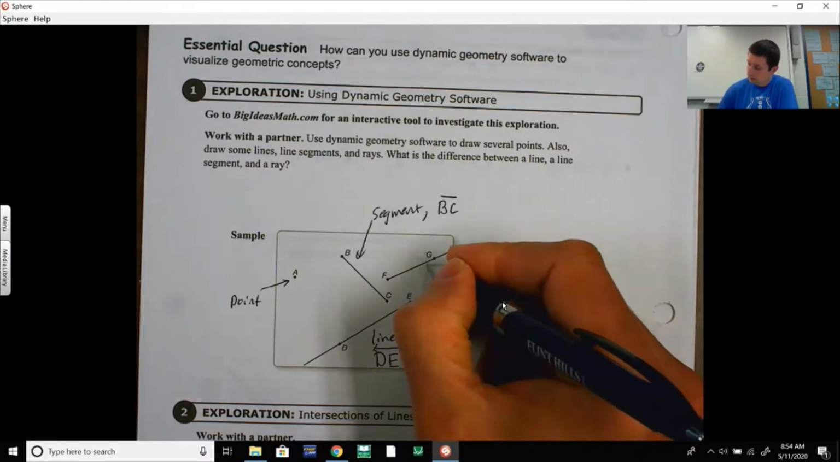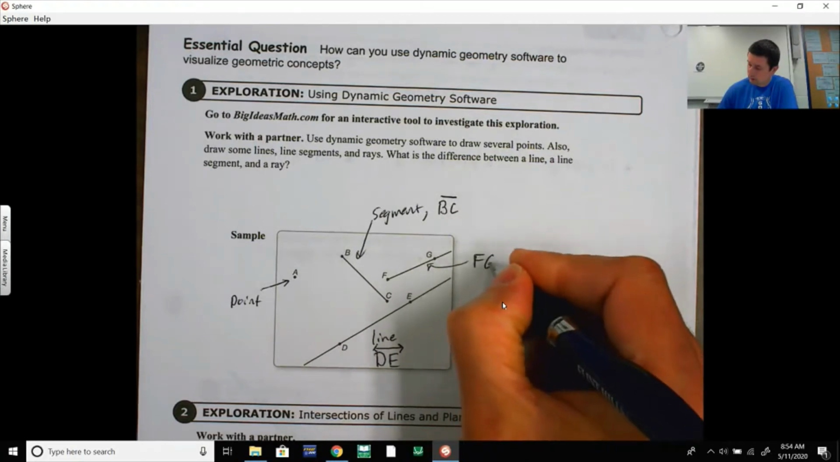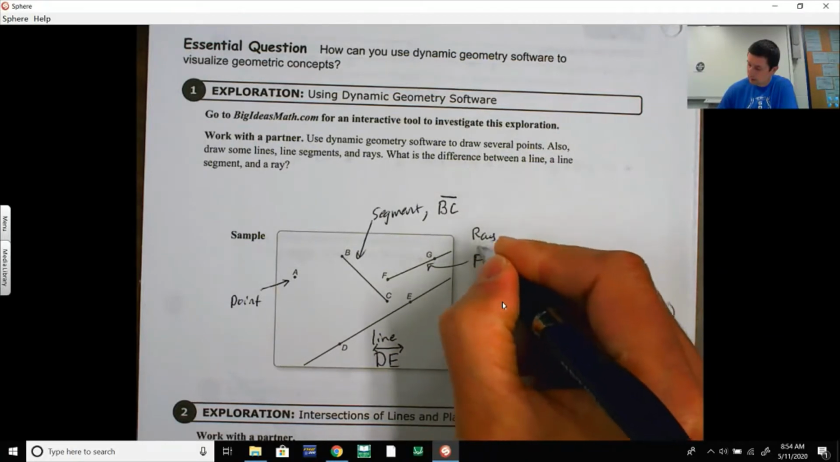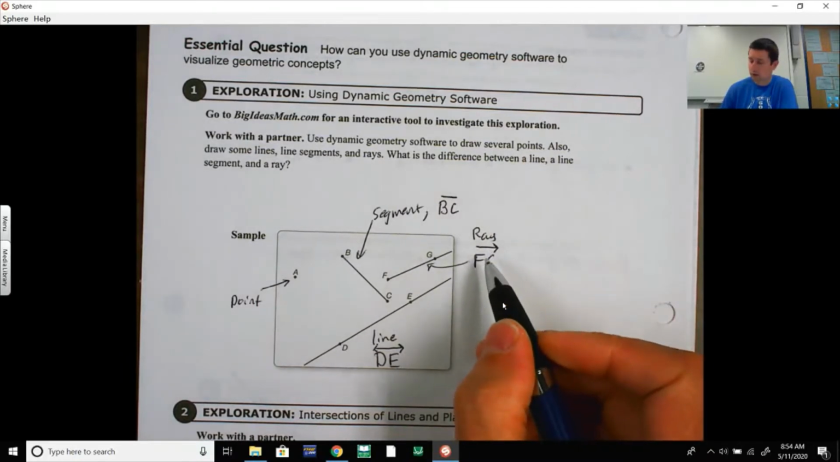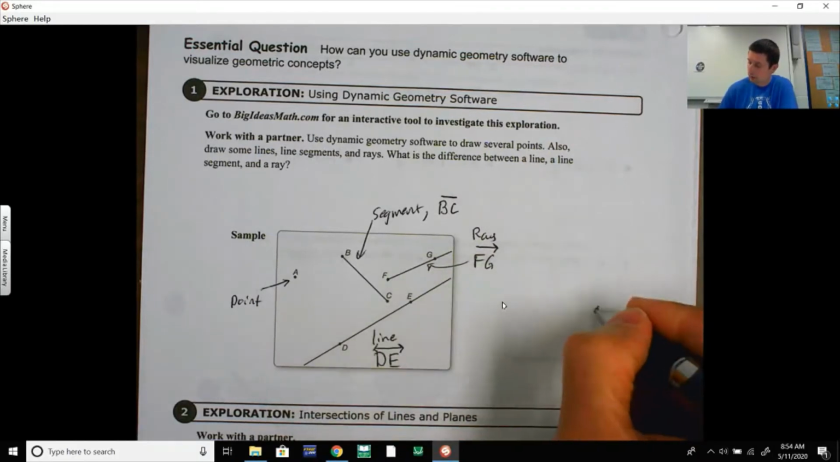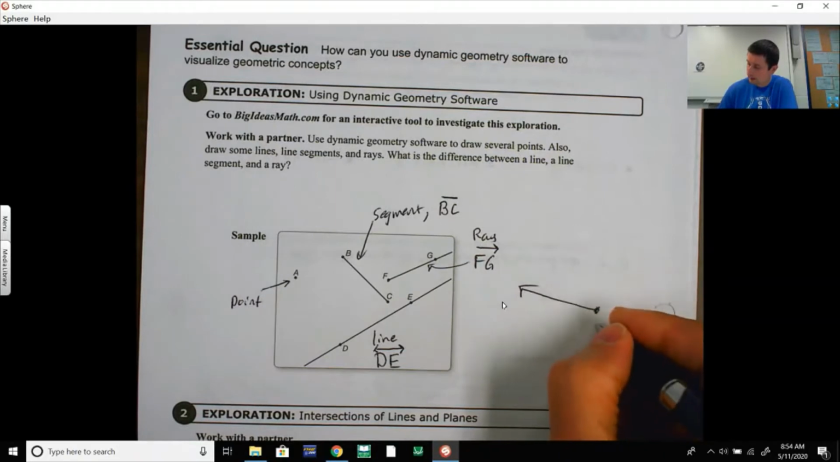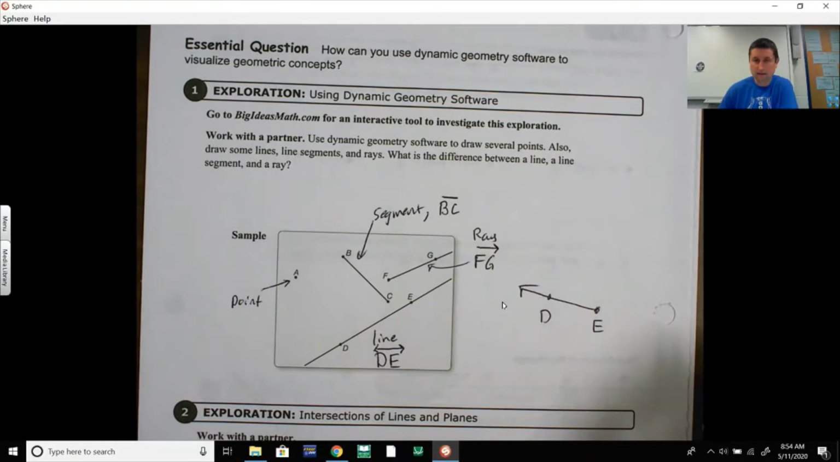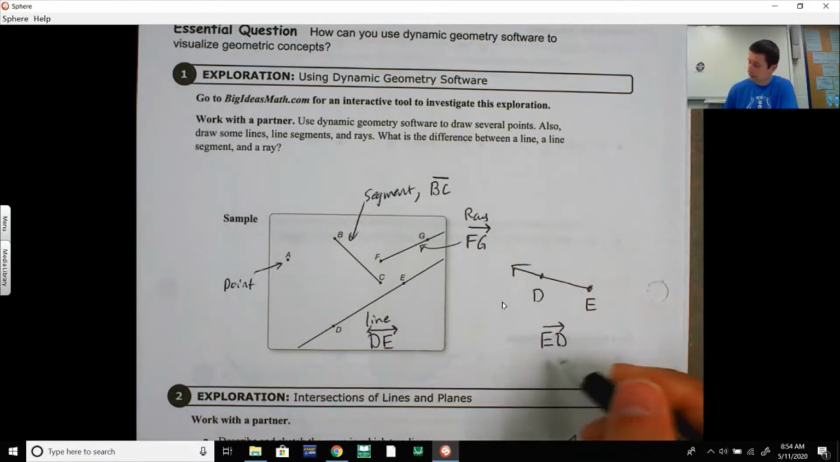And then finally, this one right here, this is a ray. See how it starts at F and it goes to G. So it goes F, G. This is a ray. And a ray has one arrow on it. And it always looks like this direction. It's always pointing left to right, no matter which direction the ray is going. So if I have a ray going this way, and this is E, and that's D, so here's my ray, I would call this ray ED, and it'd go like that. That'd be the name of it right there.